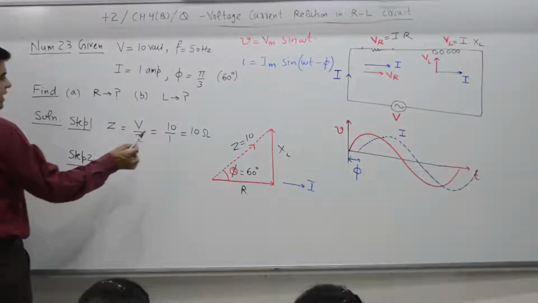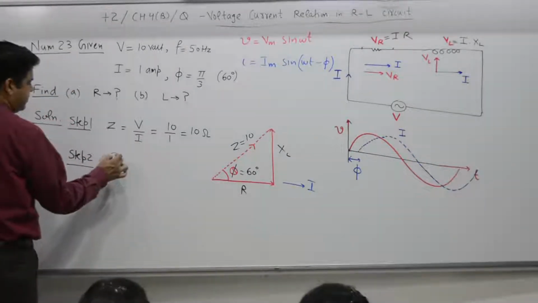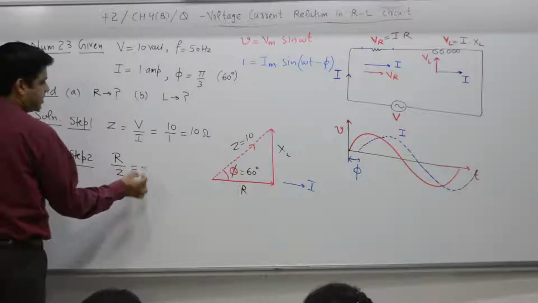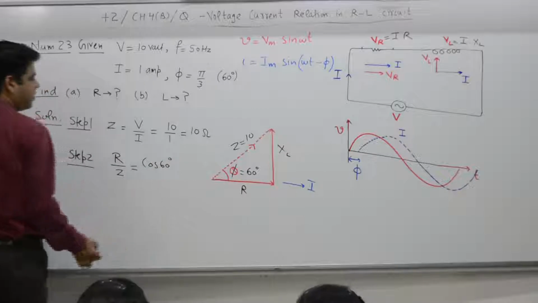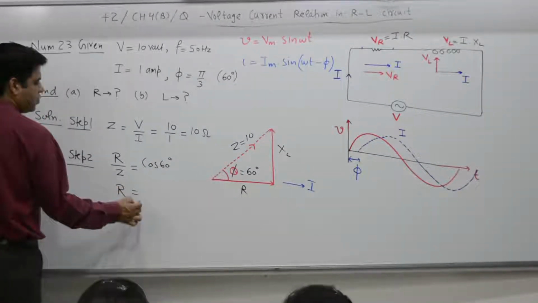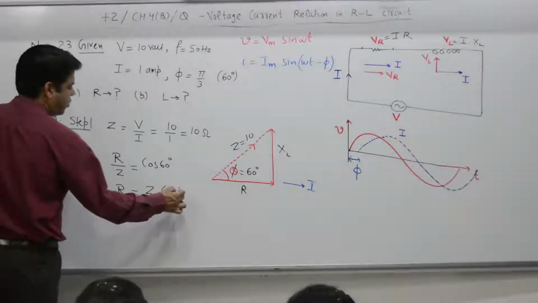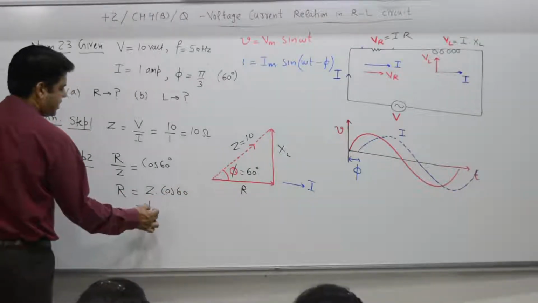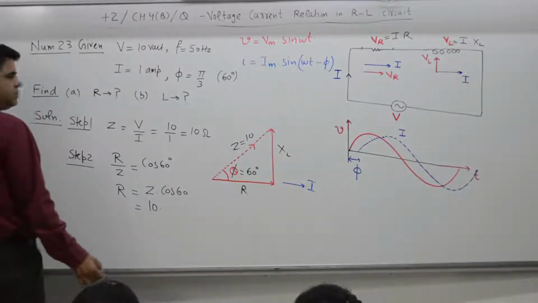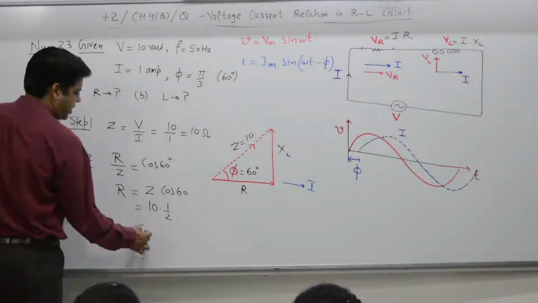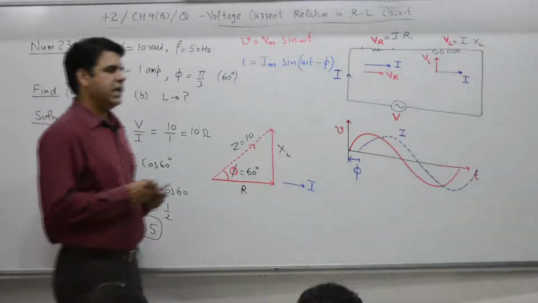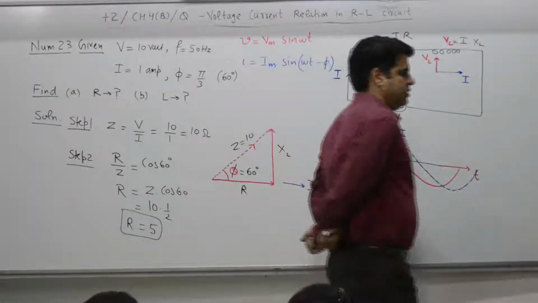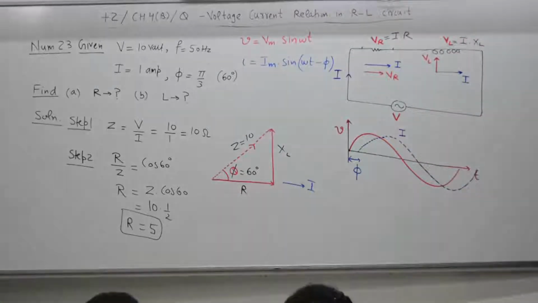Step 2. Find R. R by Z is equal to what? Base by hypotenuse. Cos 60. R is equal to Z cos 60. Z is what? 10. Cos 60 is how much? 1 by 2. So R is equal to what? 5. Try for XL.